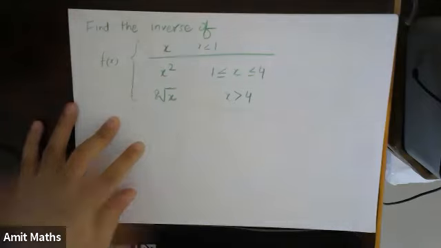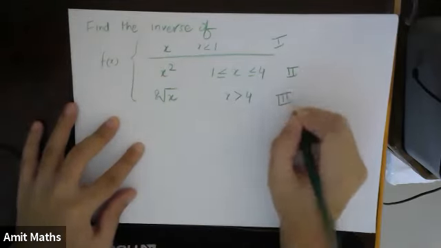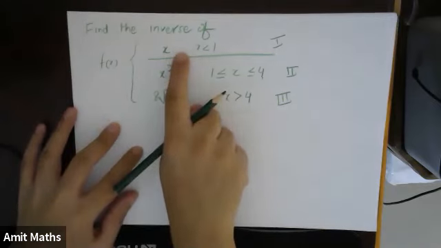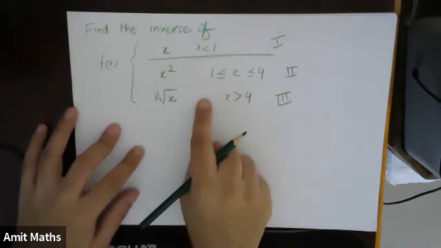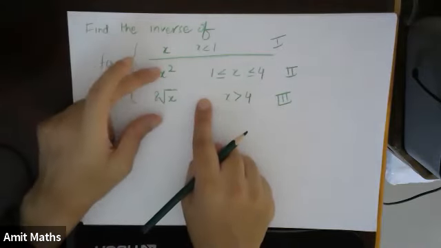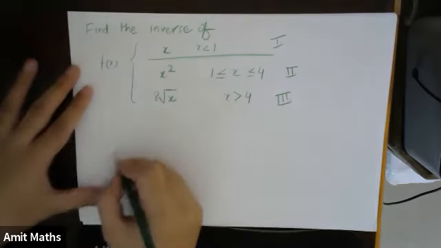So let's take this as part 1, this is part 2 and this is part 3. First let's take the domain and range of the first part, then the domain and range of the second part, and then the domain and range of the third part. I'll try to solve the first one. For the remaining two I'll give you time, then you solve. Okay, so let's see the first part.